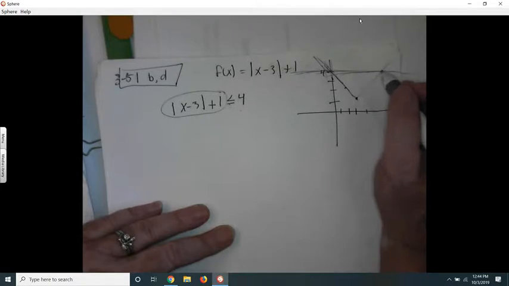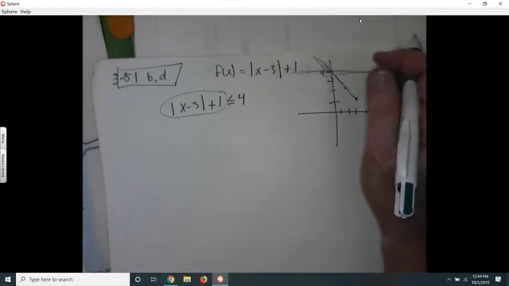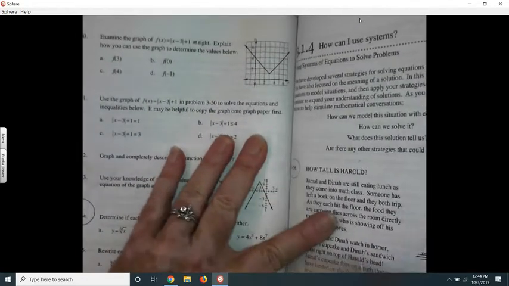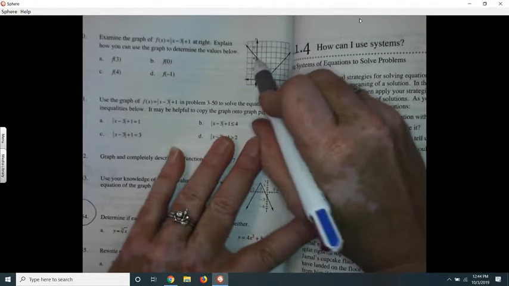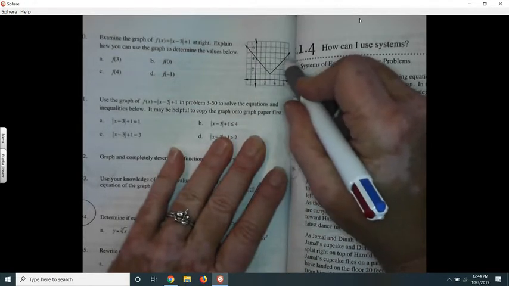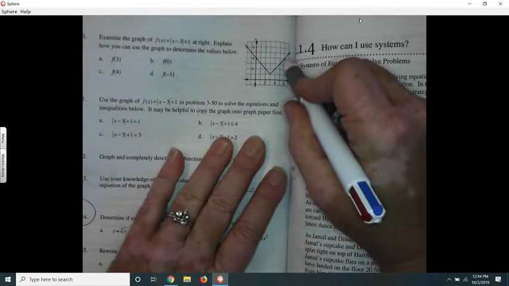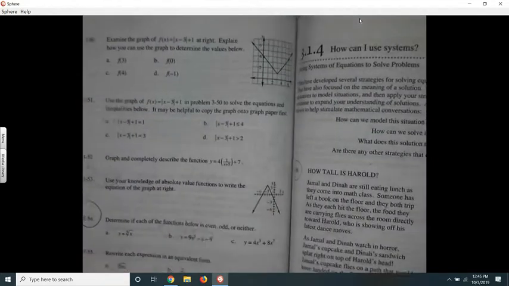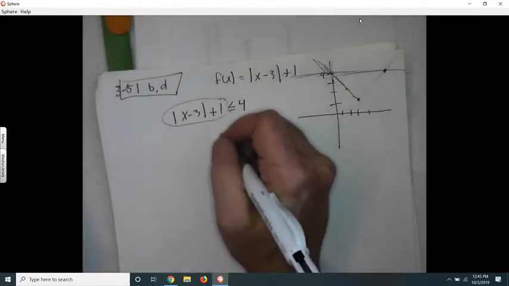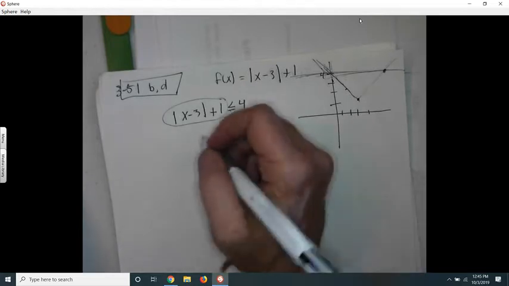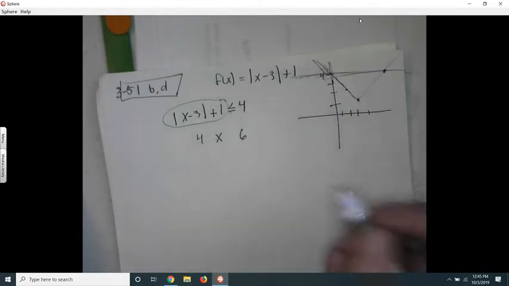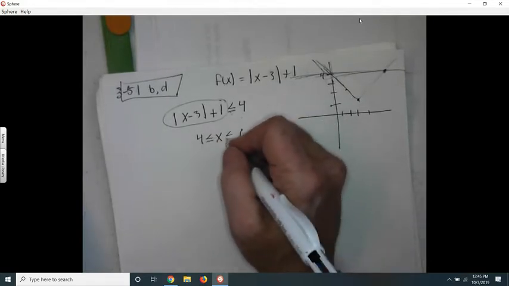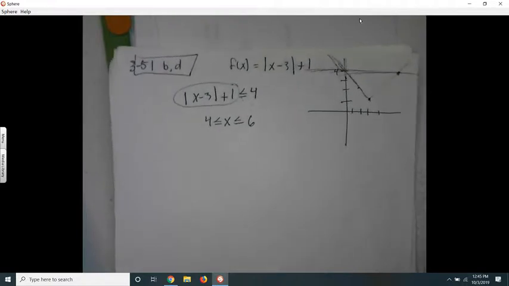I do have a decent looking graph. This isn't a very good graph to look at. I have this graph. So here's the 4. If I look at this point right here, where y is 4, I see the x value is 6. Okay. So I know that this is when x is between 4 and 6, and I think it can be equal to 4 or 6. So I just did that by graphing.